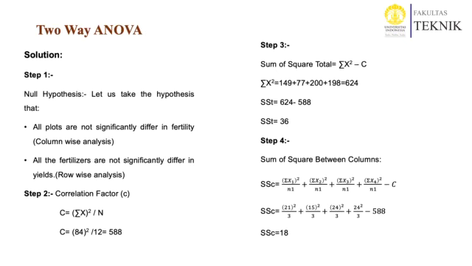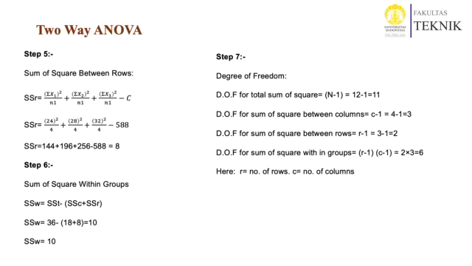And step 3, we compute the sum of squares total, which is sigma x squared minus c. So we have sigma x squared equal to 624 minus 588, which is equal to 36. And step 4, we need the sum of squares between columns. The value is 18. Step 5, we have the sum of squares between rows, and the value is 8. Followed by the sum of squares within groups, which is 10.